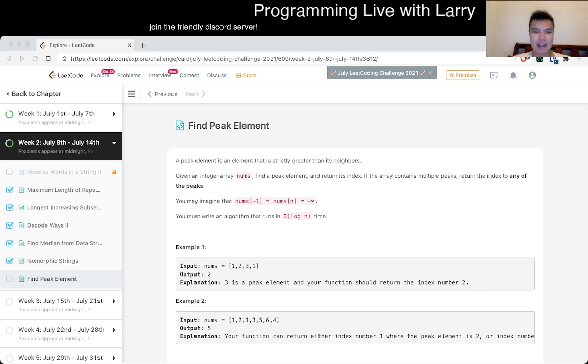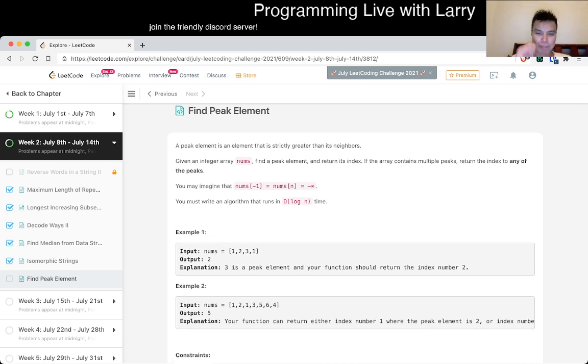But yeah, today's farm is Find Peak Element. A peak element is one that's strictly greater than its neighbors. Find a peak element and return its index. If there are multiple of them, return the index of any of these peaks. Okay.